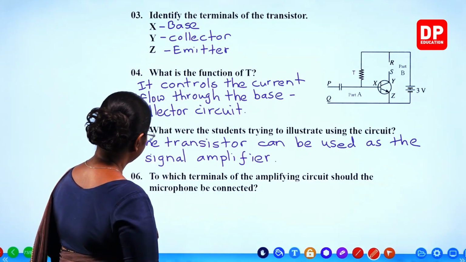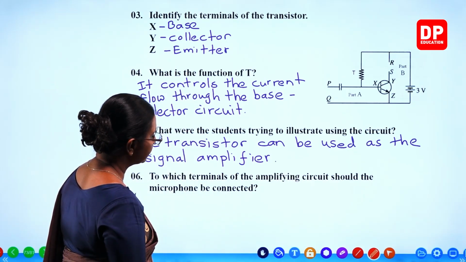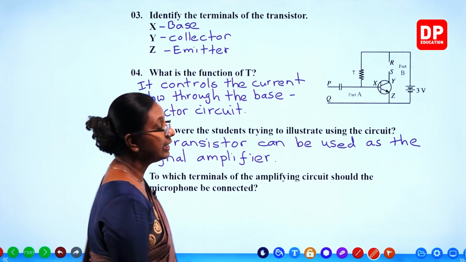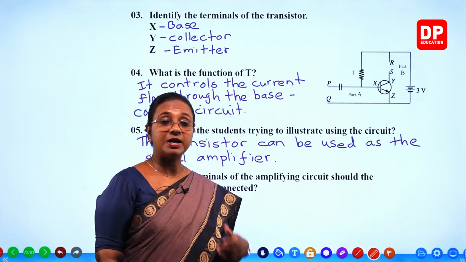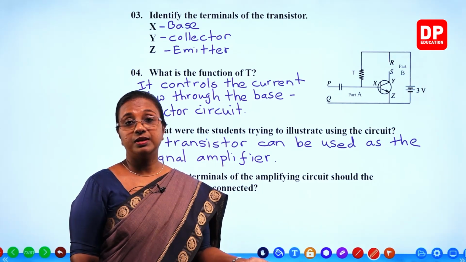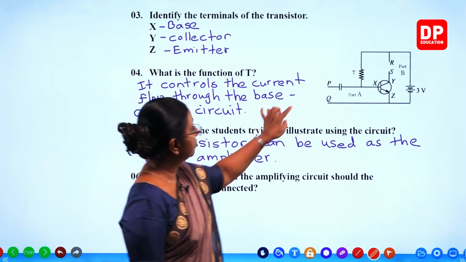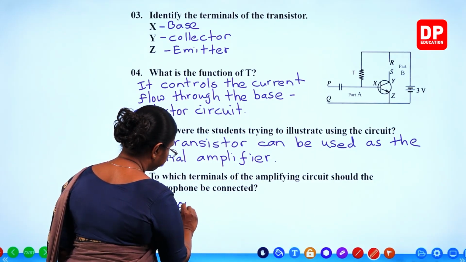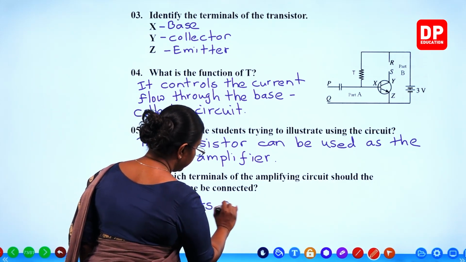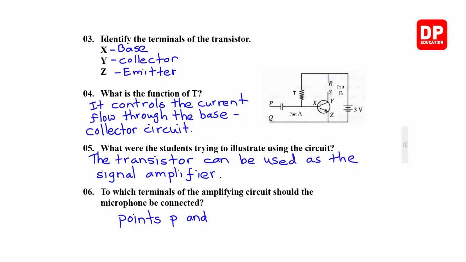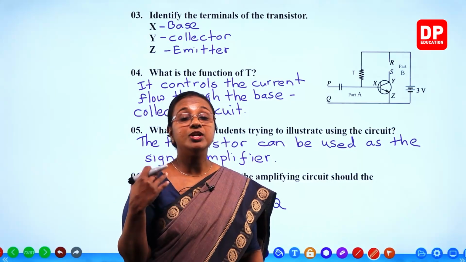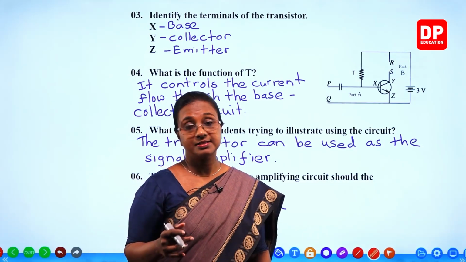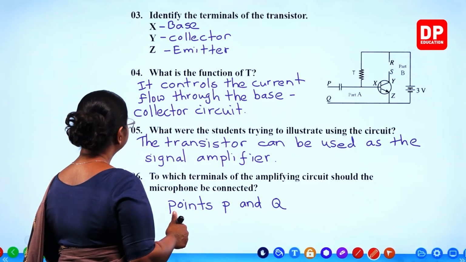Then the sixth part. To which terminals of the amplifying circuit should the microphone be connected? Where do we connect the microphone? Microphone is to provide the audio frequency signal. Mic. So it has to be connected between P and Q. Points P and Q. Between points R and S, you need to connect the loudspeaker. Then only you will hear the amplified sound. So then the next slide.